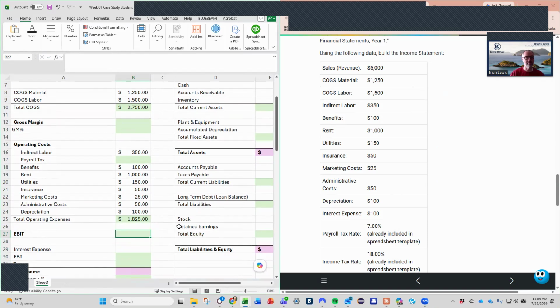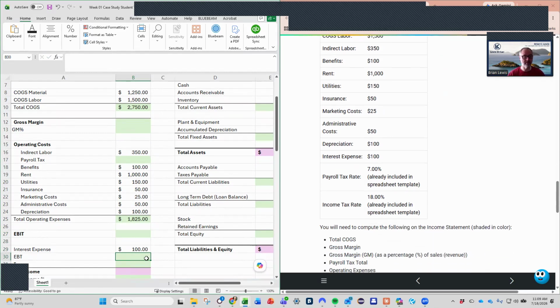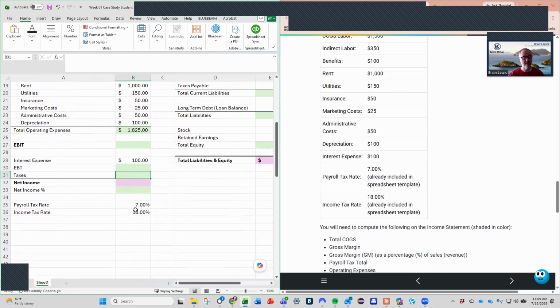Now, EBIT, earnings before interest and taxes, is going to be your gross margin minus your total operating expenses. Interest expense is 100. Got that from right here. And your earnings before taxes, EBT, is going to be your EBIT minus your interest expense. And then your taxes is going to be your EBT times the 18% rate. Your net income is going to be your EBT minus taxes, and your net income percent is going to be your net income divided by revenue.